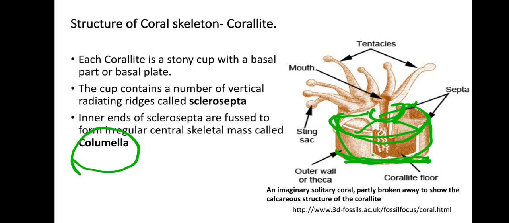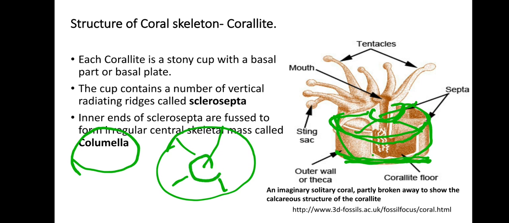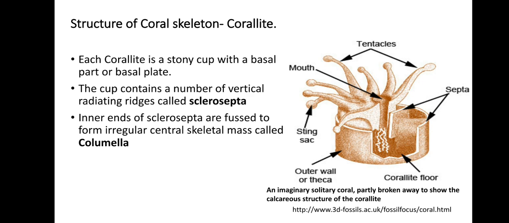So somewhat in section, if you are seeing, it is like this. If this is a wall, these are all the sclerosepta, and at the center they fuse with a skeletal mass, and this is called the columella. So this is the structure of the corallite.